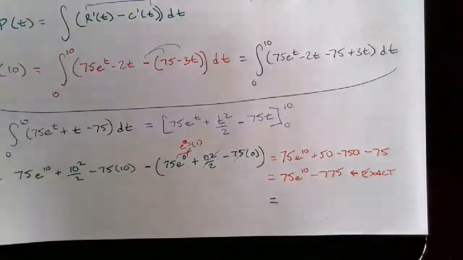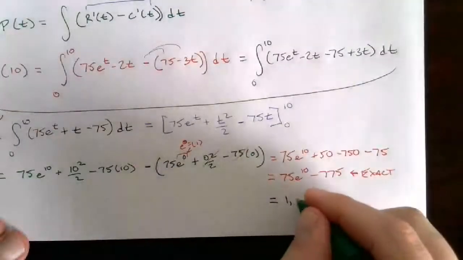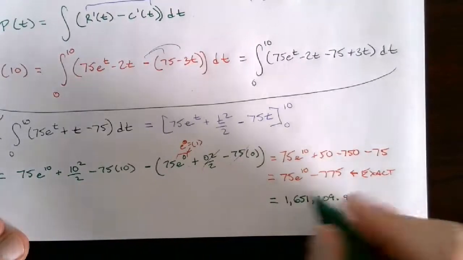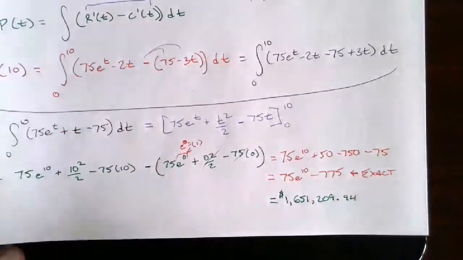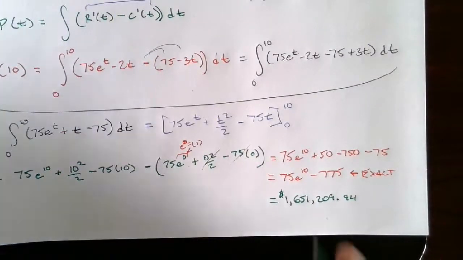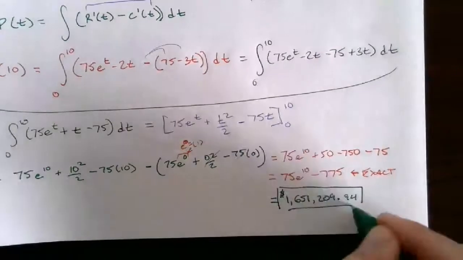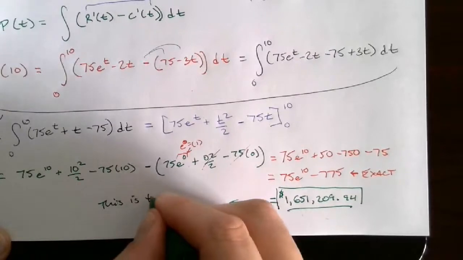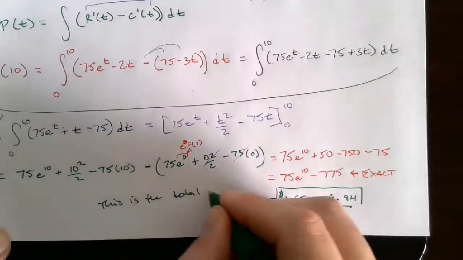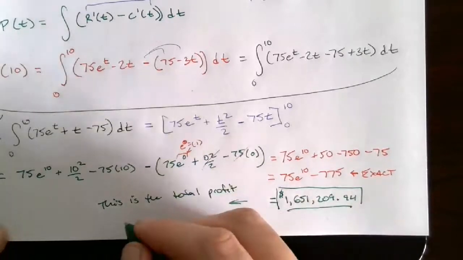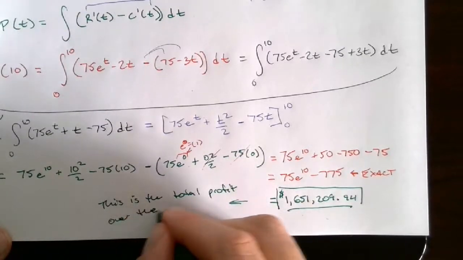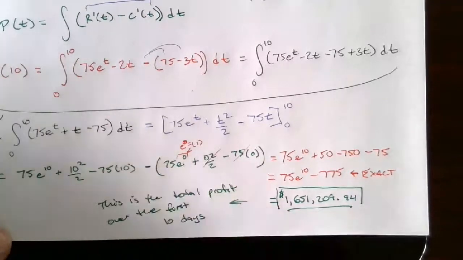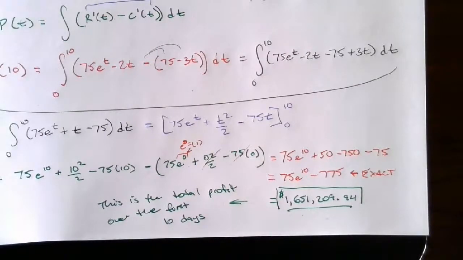So this equals $1,651,209.94. Right, and what did I find? Well, that's money, right? So we knew it was money, and this is the total profit over the first 10 days. So that's what we found.